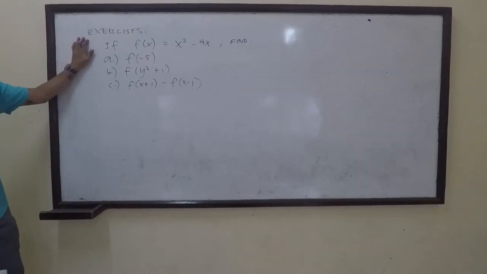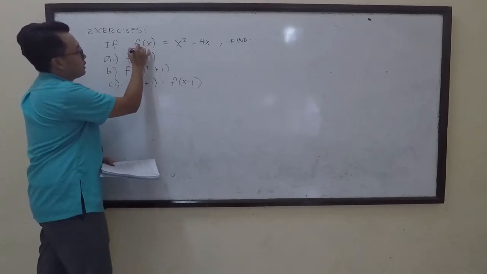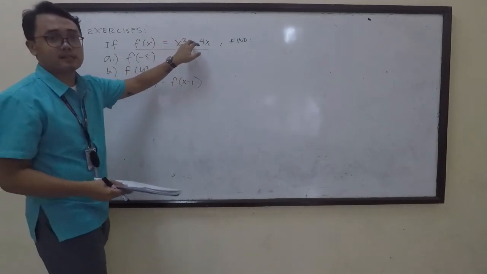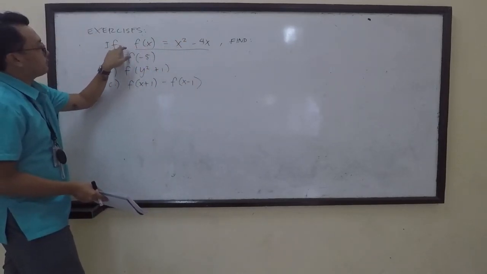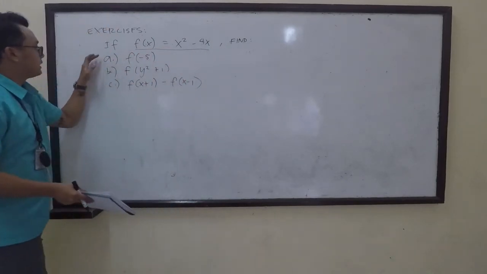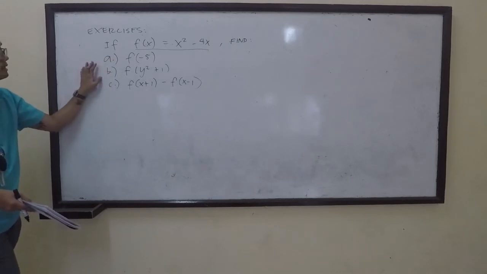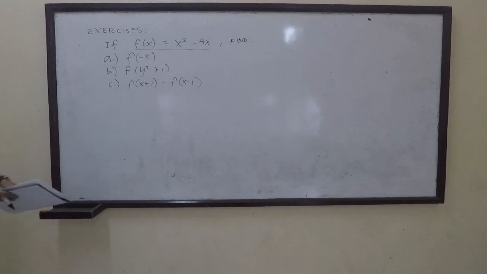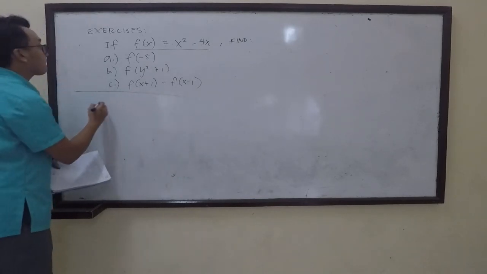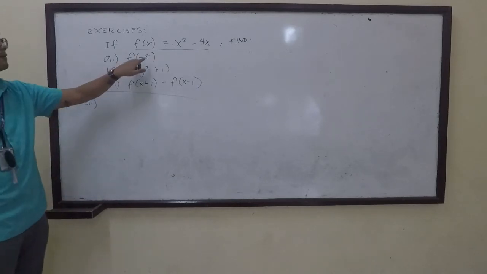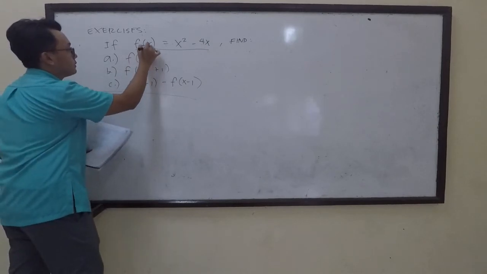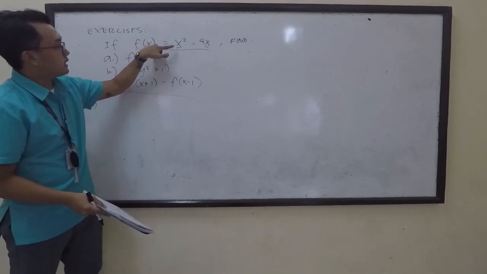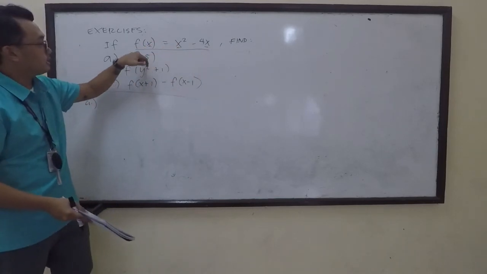Okay, we have an exercise here. Let's assume that f of x is equal to x squared minus 4x. Meaning, the x here is the independent variable. If f of x is equal to x squared minus 4x, find a, f of negative 5; b, f of y squared plus 1; then c, f of x plus 1 minus f of x minus 1. Okay, so it's simple. For letter A, we're just going to substitute the value of what's inside the parentheses into the variable x.